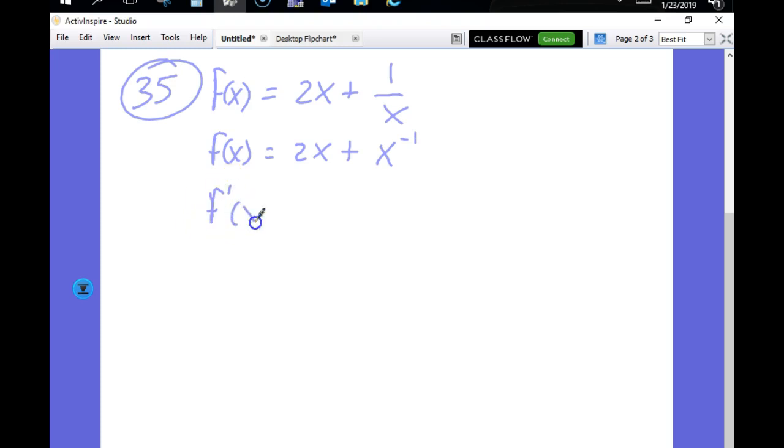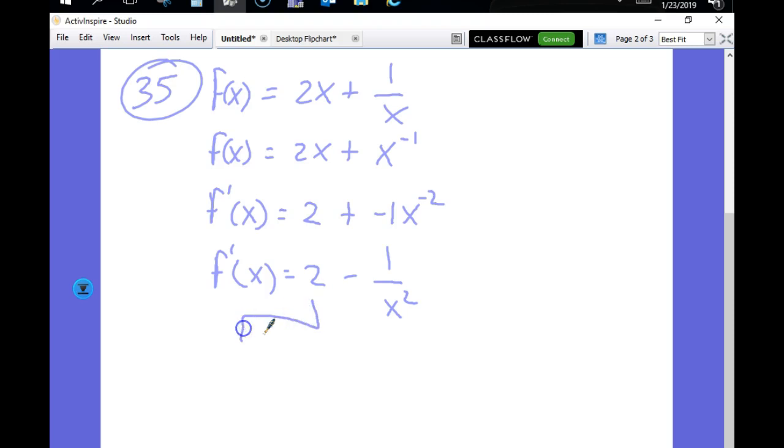So move the power to the front, take 1 off the power. Let's rewrite that in a little bit more of a clean fashion. There we go. There's our derivative. Now, at this point, I suppose we could probably just start by setting it equal to 0. Let's see how that goes, right?